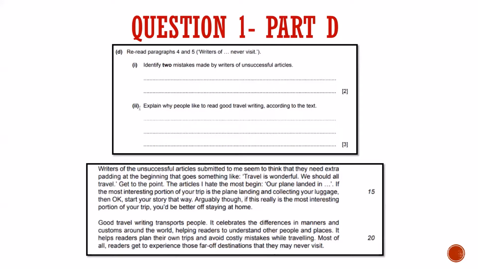Okay, one point may be understanding other people and places, you may say. The next point can be planning your own trip. The third point can be avoiding serious mistakes. And another point can be experiencing places they may never get a chance to visit. So these are some of the points that you may choose from. You're supposed to point out only 3 points here.